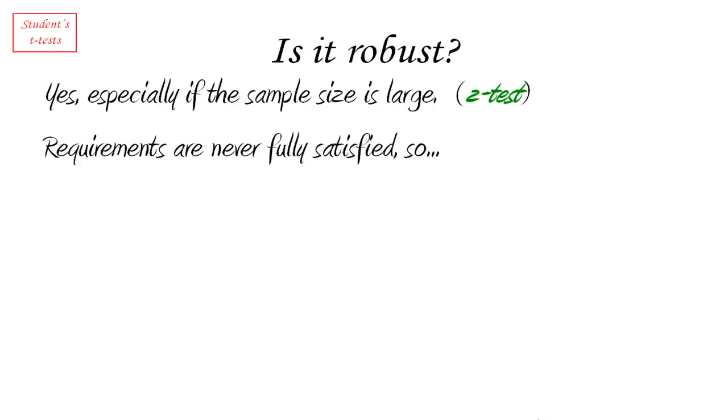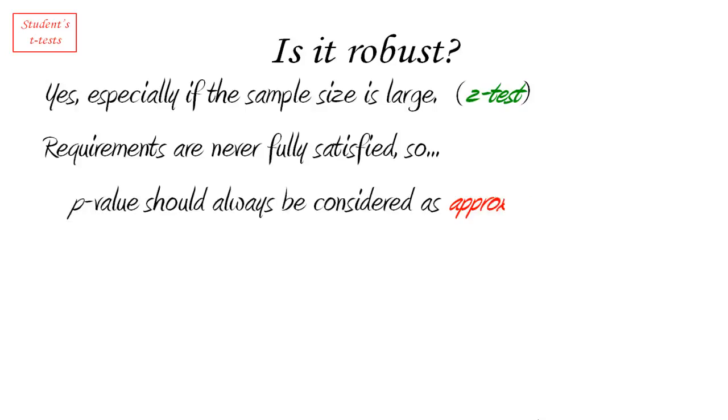Now, the requirements are never fully satisfied, however, remember. Even though the test is robust, we have to keep in mind that the p-value should always be considered approximate. This is a fact of life that should be kept in mind for any test, but it's particularly important for the t-test because of the reliance that many people have on it. Many people rely on the t-test as practically the golden rule of tests, and because of that we have to keep in mind that its p-values are not sacred, they're approximate, and we have to interpret them as such. In particular, when the p-value is borderline, very close to the significance level, we want to be careful and not jump to hasty conclusions.